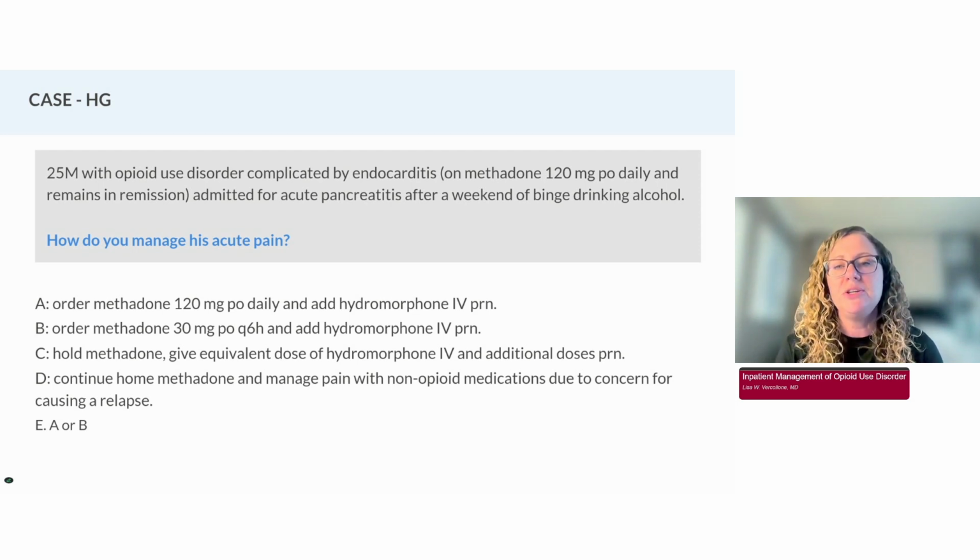So how do we manage his acute pain? He's on methadone. He has acute pain. A, do we order methadone 120 milligrams, his home dose, daily and add hydromorphone? B, do we order methadone 30 milligrams every 6 hours and add hydromorphone? C, do we hold the methadone and just convert everything into an equivalent dose of hydromorphone? Or D, do we continue the home methadone and manage the patient with non-opioid medications because we don't want to destabilize the patient and cause a relapse?